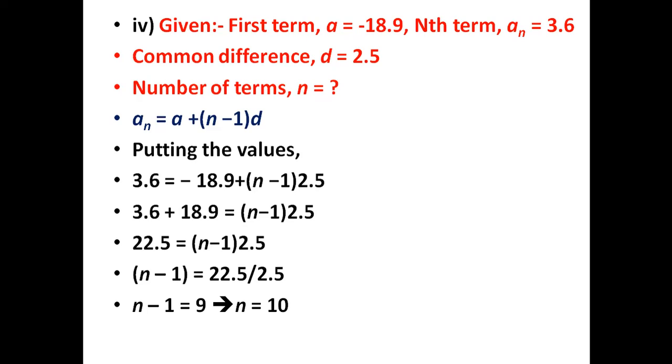So minus 18.9, after bringing to the other side of the equal sign, it will be plus. After simplifying we get 22.5 equal to n minus 1 into 2.5. So 2.5 is in multiplication on the RHS; bringing it to the LHS, it will go in division. So 22.5 divided by 2.5 is equal to 9. So n minus 1 is 9, so n is equal to 10.